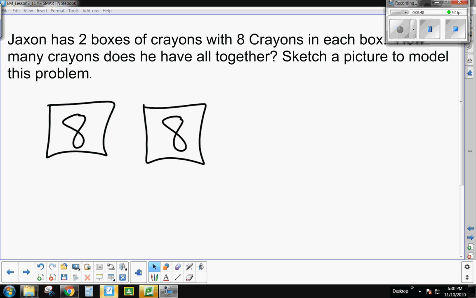Okay, so my picture looks like this. 2 boxes of crayons, 8 crayons in each box. So how many crayons do I have all together? I have 16, right? What would be my number model to go along with this problem?